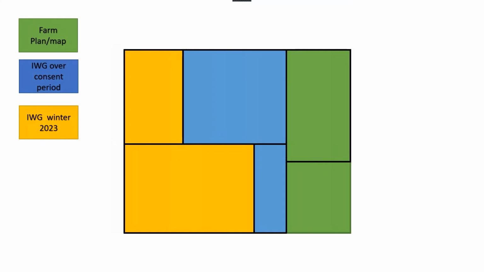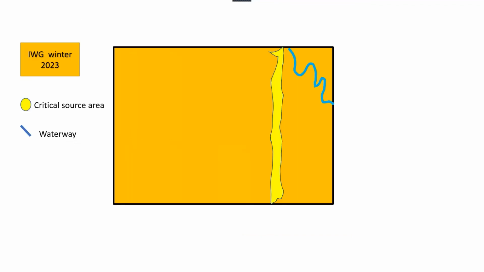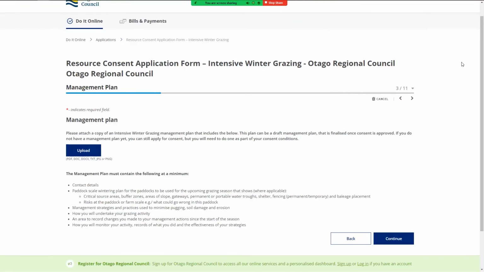As part of the application, you then need to tell us which paddocks you're going to intensively winter graze in winter 2023. These are the paddocks that you will do your intensive winter grazing management plan for. These are also the paddocks that we would like you to do paddock-specific plans for. You can either draw these or you can draw on aerial images, as long as you show us where the critical source areas, waterways, and other features are, as well as where you will put troughs, your grazing direction, and other key features.